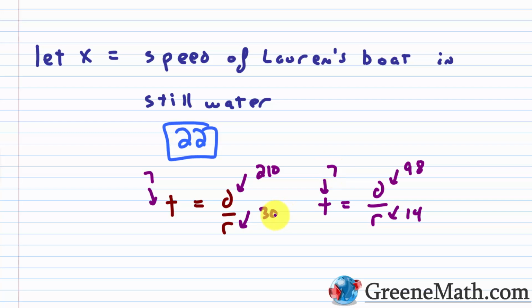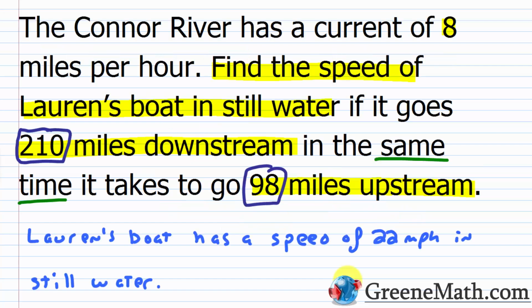It took her the same amount of time to go 210 miles downstream, right, 7 hours, that it takes to go 98 miles upstream, again, 7 hours. So our answer here is correct. Again, we can say that Lauren's boat has a speed of 22 miles per hour in still water.